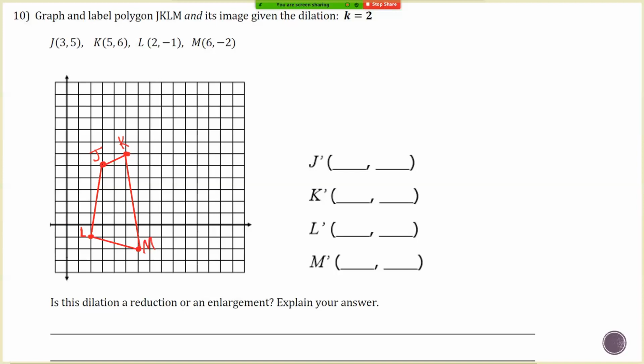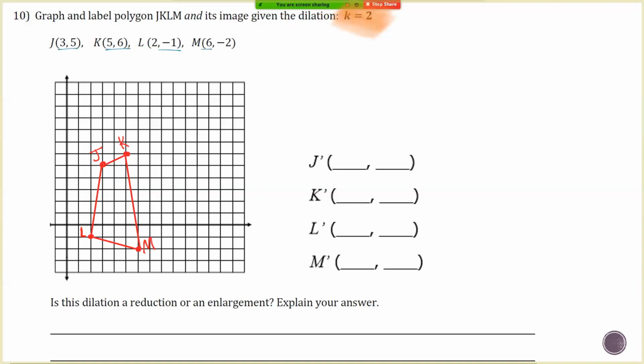Now that we have that drawn, we need to figure out our dilation and our new ordered pairs. So here we were given a dilation of K equals 2. That means the new figure is going to be 2 times larger than the original. To figure out the new ordered pairs, J prime, K prime, L prime, and M prime, we're going to take each one of these ordered pairs and multiply it by 2.